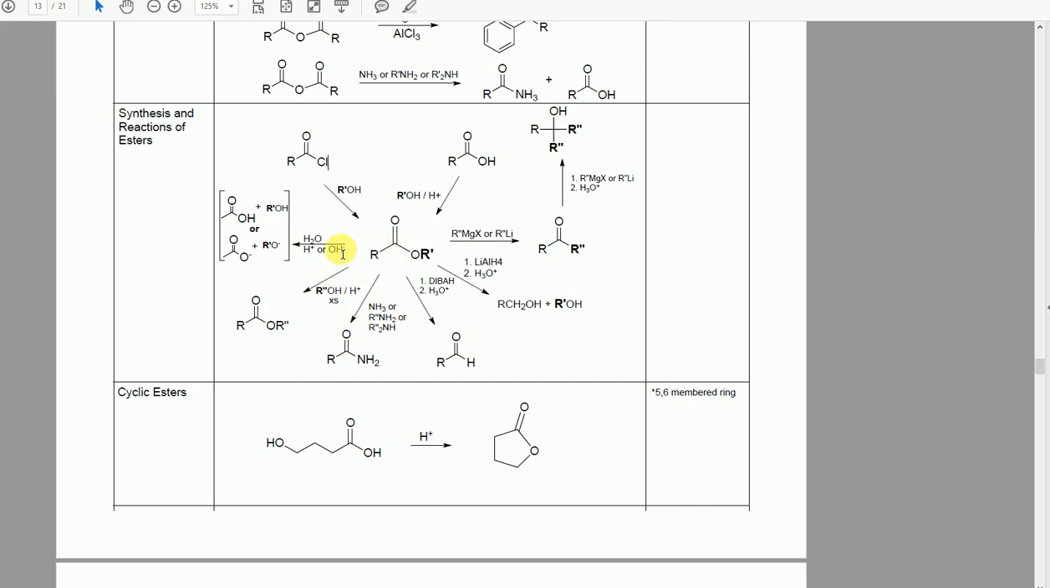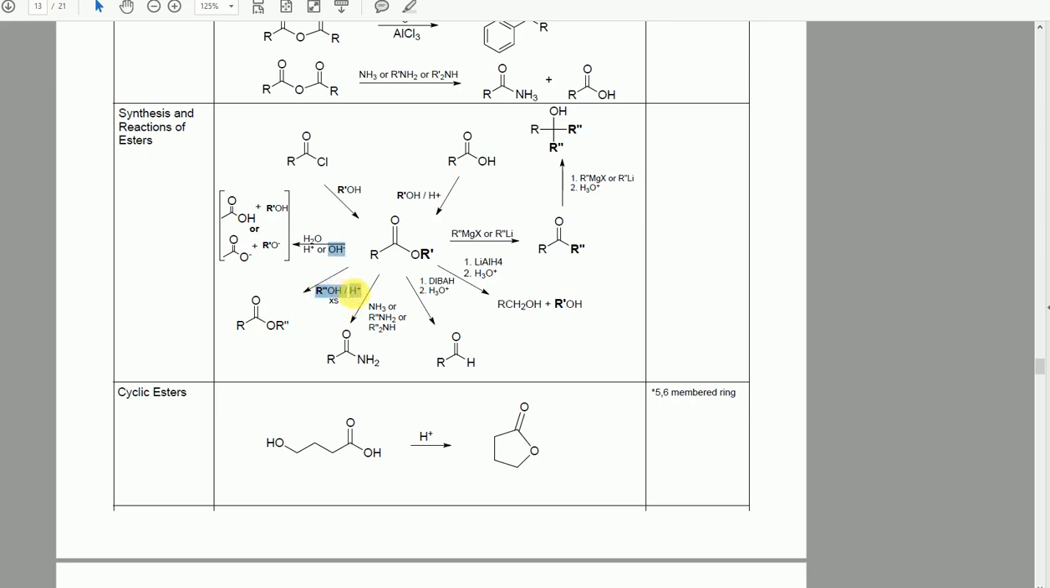Then you have a lot of these reactions, all of which you should understand, besides this one where you have to memorize. So you guys should understand H2O and H plus. That's easy, right? And that's just OH attachment, or just OH minus. That gives us the carboxylate.